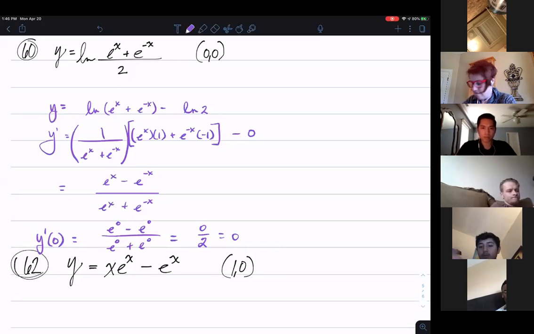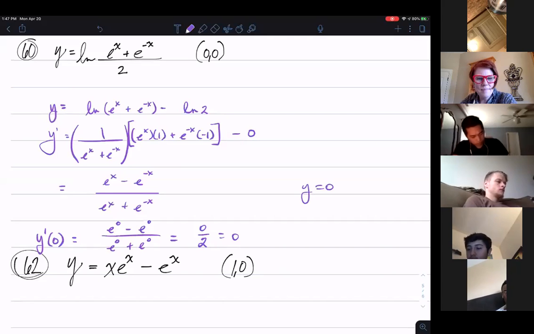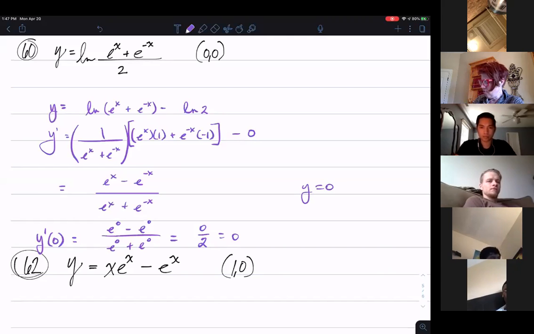Where did you get the 2 from? On bottom, it's a 1 plus 1. All right, so am I finished? No. y minus 0 equals 0 times it, so y equals 0. What kind of a line is y equals 0? Horizontal.